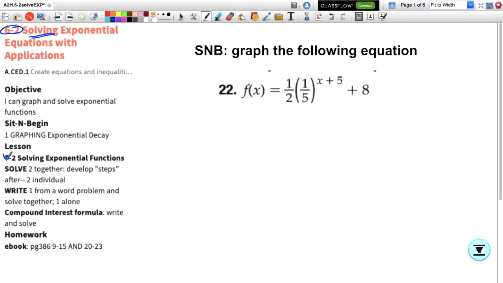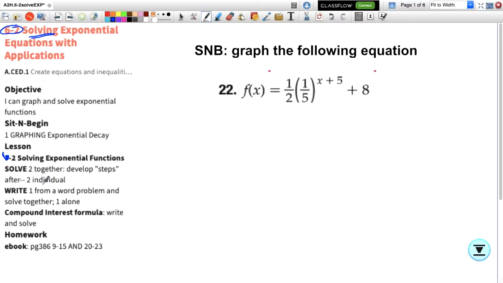So again, this is section 6-2. We're going to solve two together. We're going to develop steps after I do one of them. I want you to be thinking about what work we are doing to be able to solve this. And then I'm going to have you try two on your own. I will put up my work, but I'm going to make it go reasonably quick.